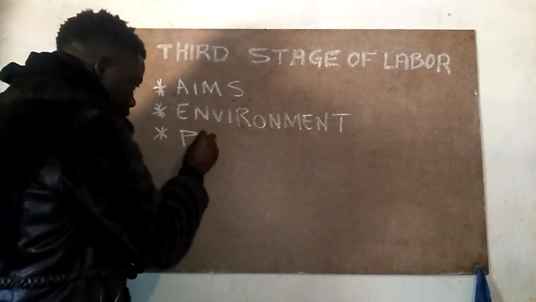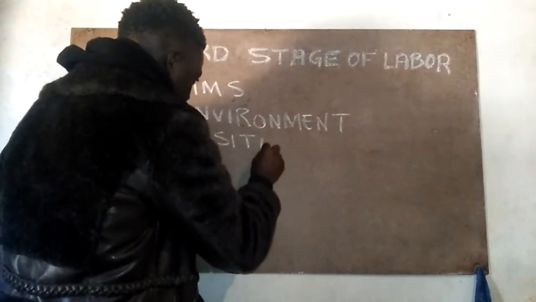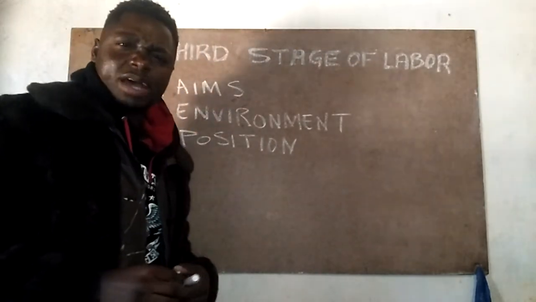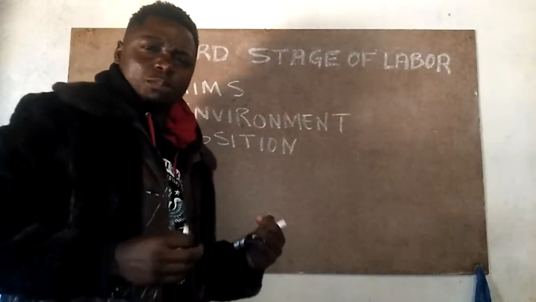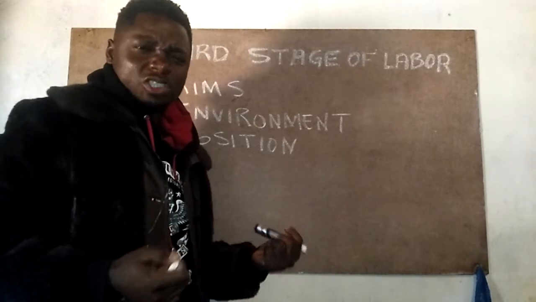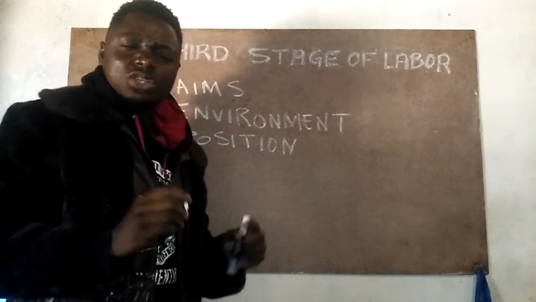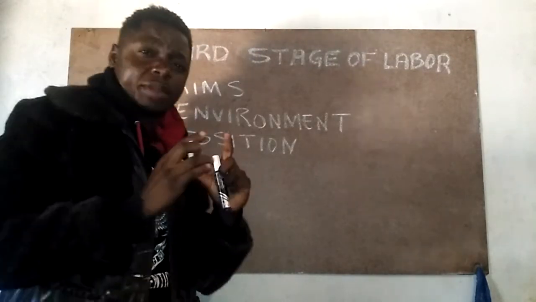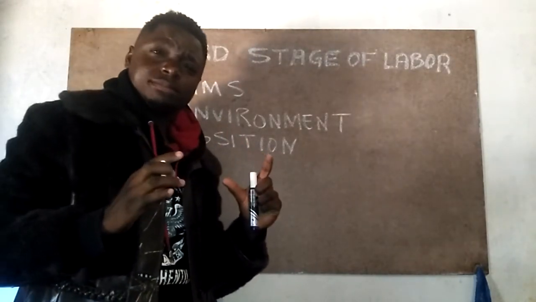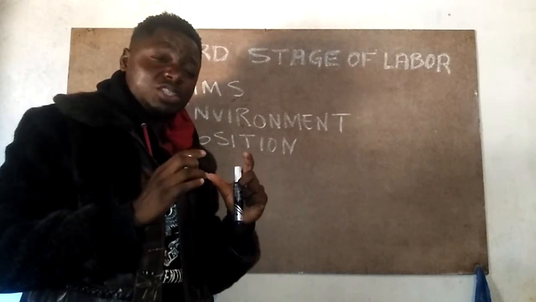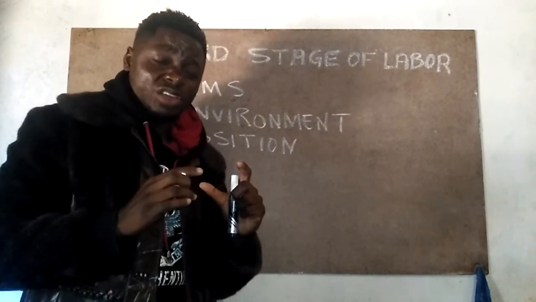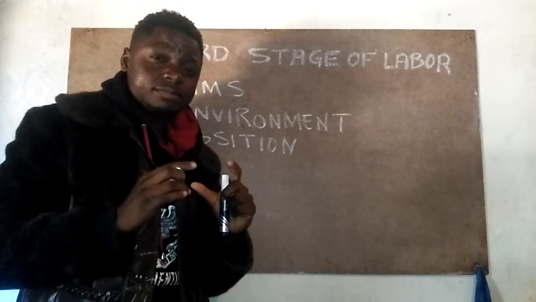Position. As always, the woman in labor is going to be positioned in a dorsal position. So you are going to position this woman in the third stage of labor in the dorsal position, and that will allow you to look out for any abnormalities of the uterus when it's contracting.